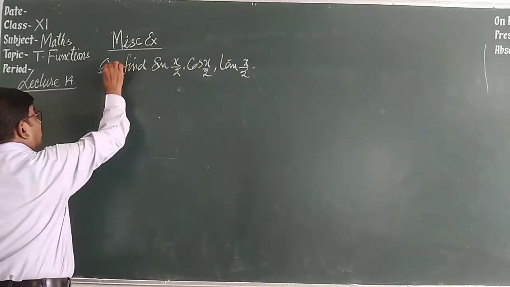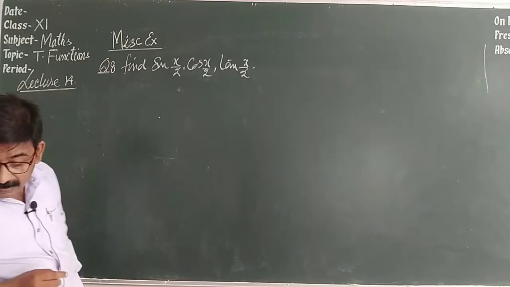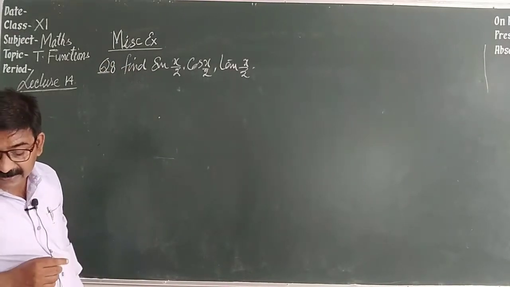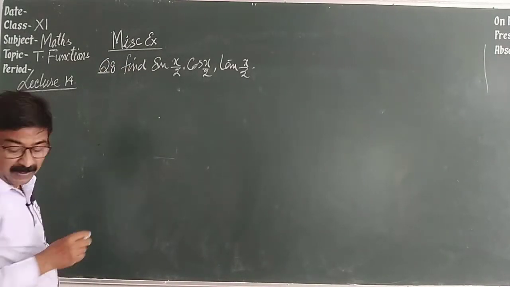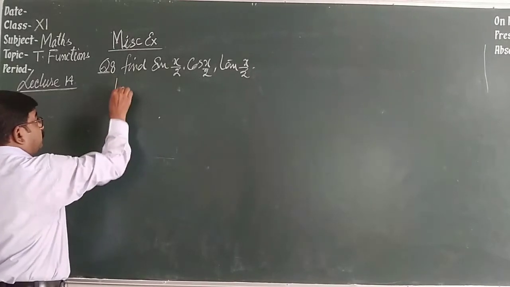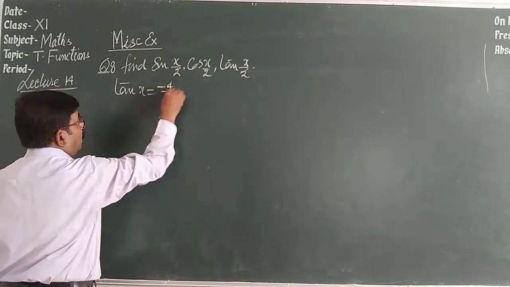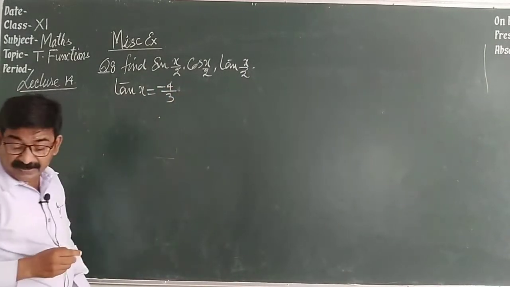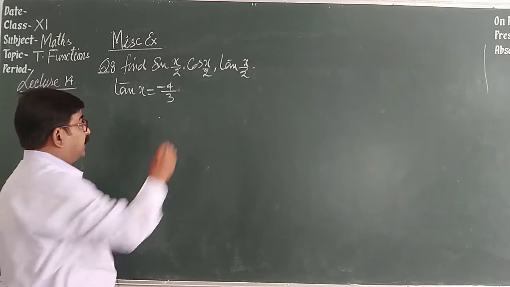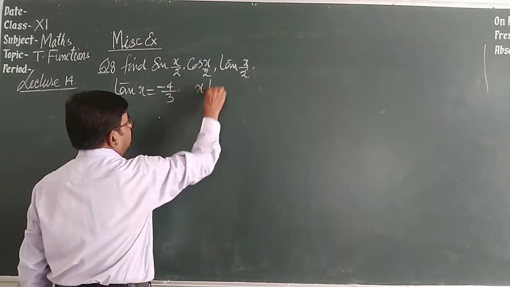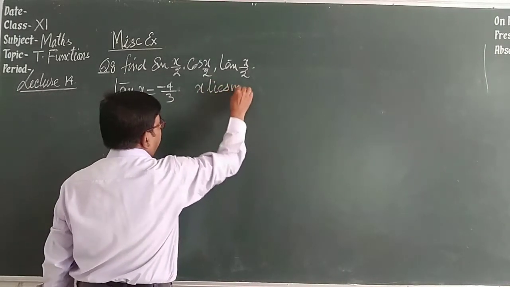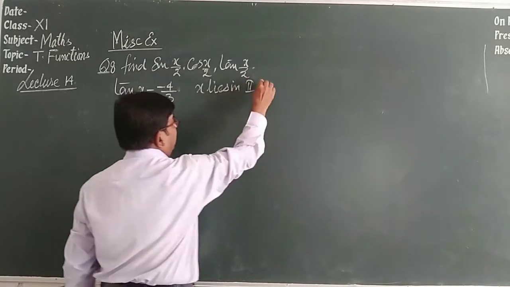This is question number 8. It is given that tan x is equal to minus 4 upon 3. And one thing is given, x lies in the second quadrant.